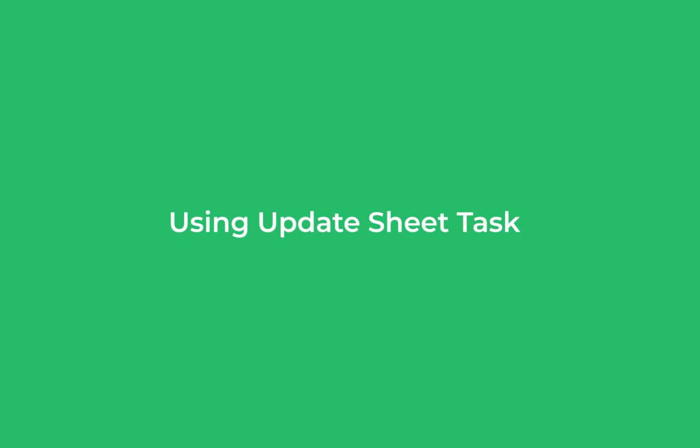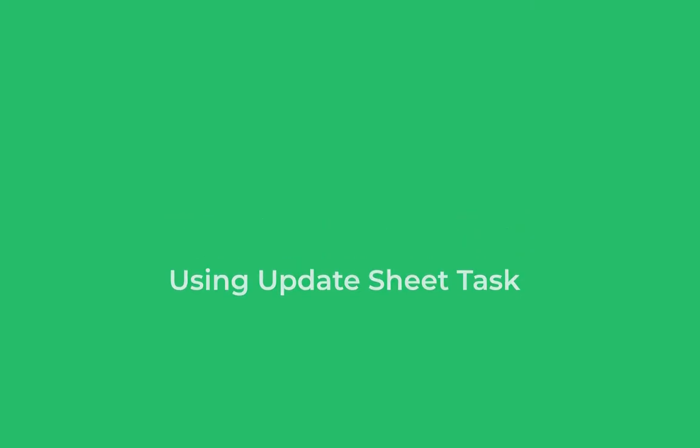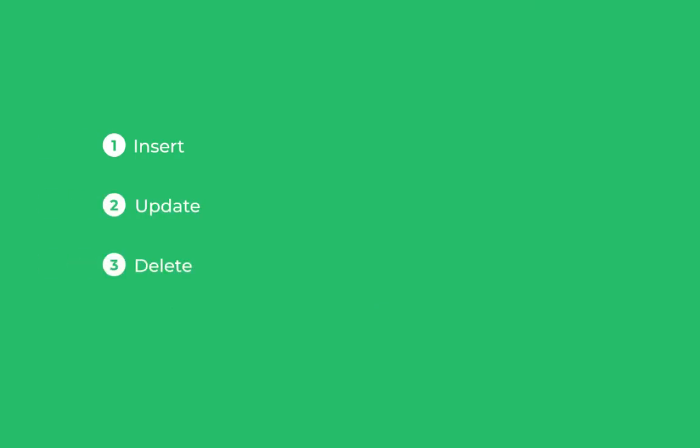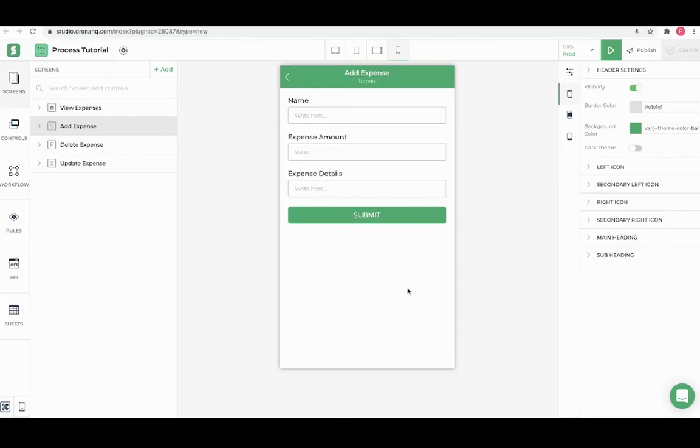In this video we will see how we use Update Sheet task. Update Sheet task is used when you want to insert, update or delete record in sheets using workflows. First we will have a look at the Insert option. Let's take an expense management use case.